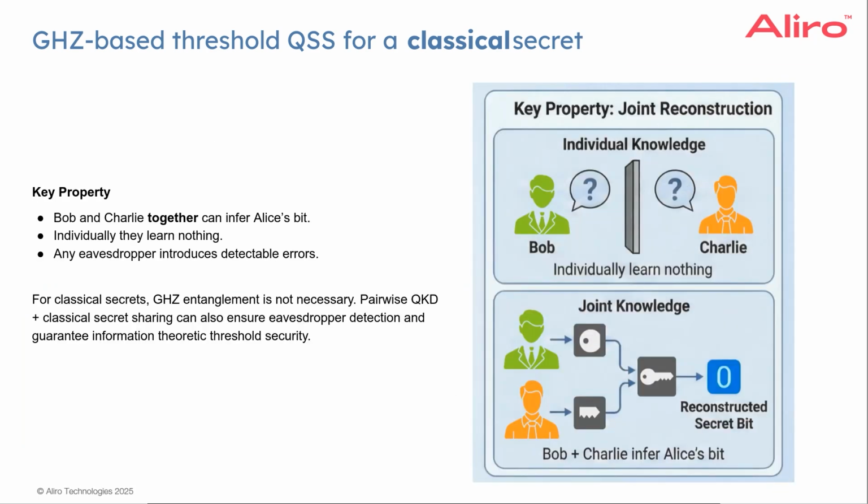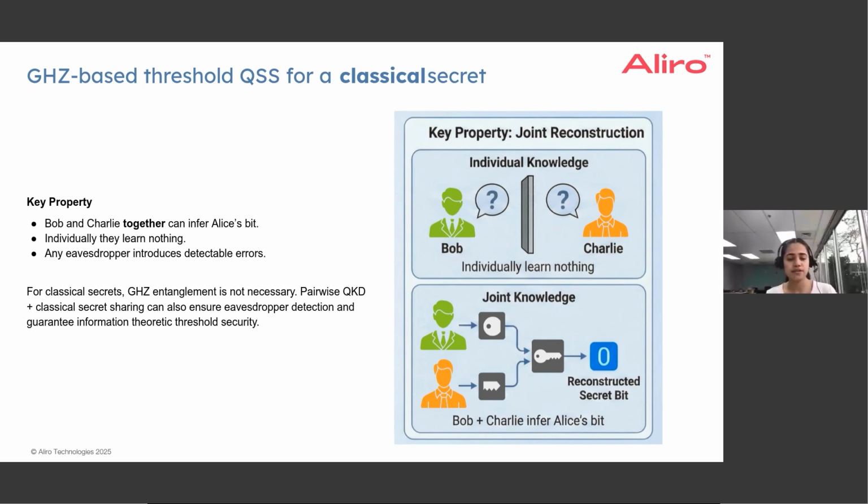And very similar to what we discussed before, even in this case, it is essential that Bob and Charlie collaborate and put their shares together to reconstruct the secret bit, and they cannot individually reconstruct it. Individually, their photon is essentially in a mixed state. It's only when they consider the joint state that they can learn about Alice's secret bit.